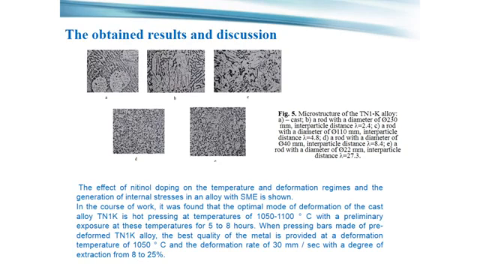In the course of the work, it was found that the optimal mode of deformation of the cast alloy nitinol is hot pressing at a temperature of 1100 with preliminary exposure at this temperature for 5 to 8 hours. Then, when pressing bars from pre-deformed nitinol, the best quality of the metal is provided at a deformation temperature of 1030 degrees, a deformation rate of 30 millimeters per second, with a degree of extrusion from 8 to 25%.